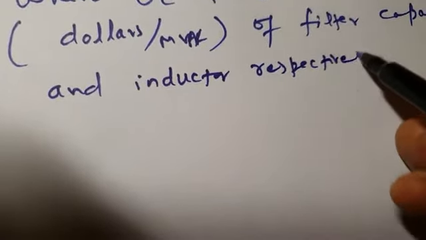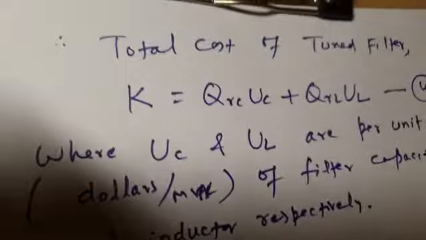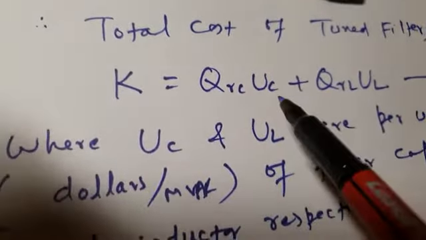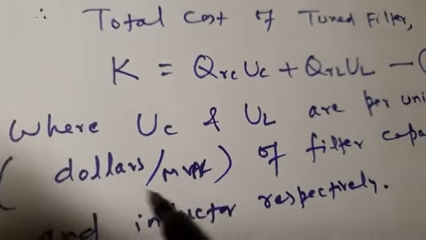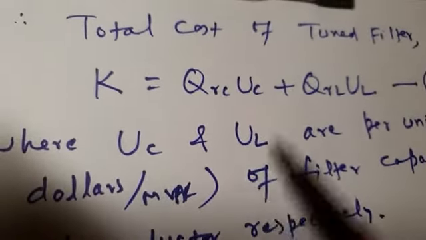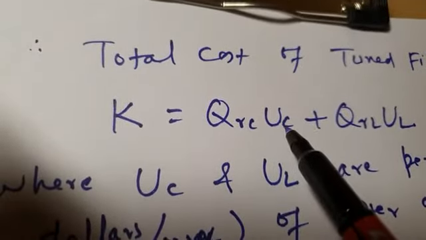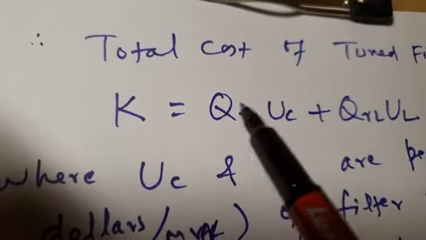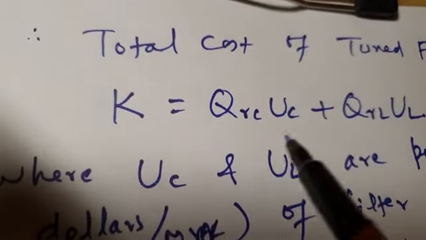So what is the total rating? Total rating is QRC plus QRL. So therefore, what is the cost? If the cost of the capacitor is UC dollars per megavar and the cost of the inductor is UL dollars per megavar, then UC is the cost of filter per megavar multiplied by the rating of the capacitor, which is in megavars. So this will give the total cost of the capacitor.